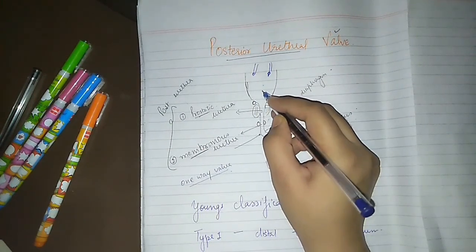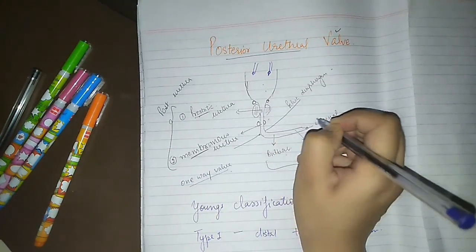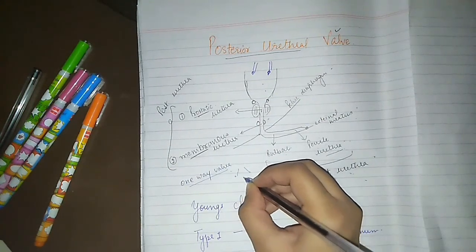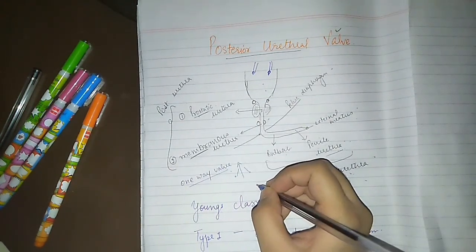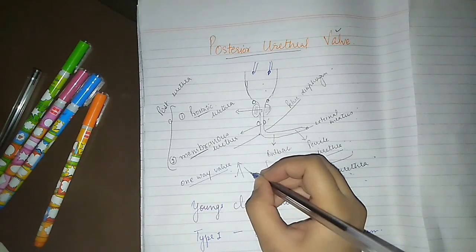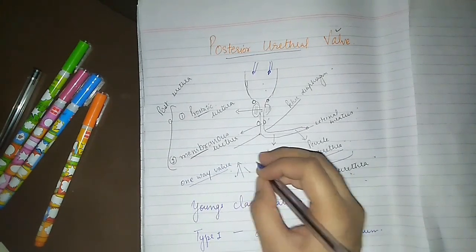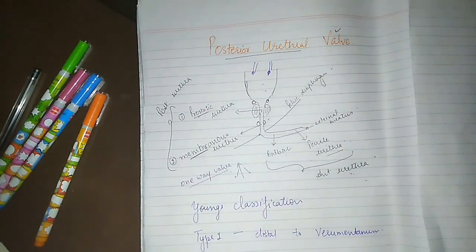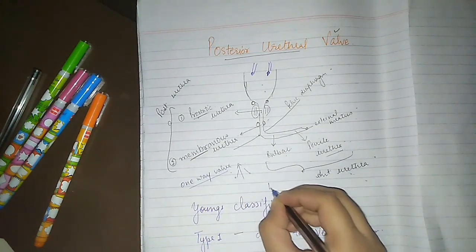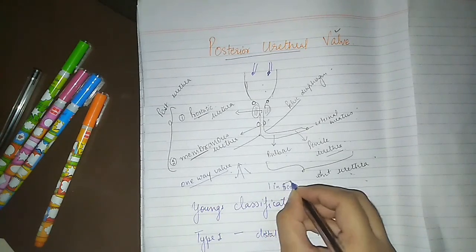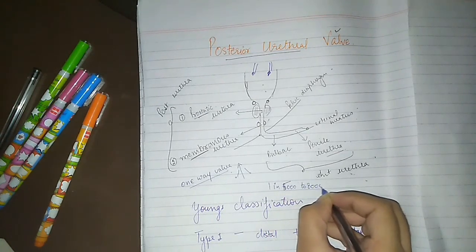bladder. But the difficulty occurs in voiding of the urine. That means the valve opens only in one way, gives passage in one way. There is obstruction to the anterograde urinary flow, but the catheter can be passed retrograde. Firstly, it is present mostly in 5,000 to 8,000 live births.